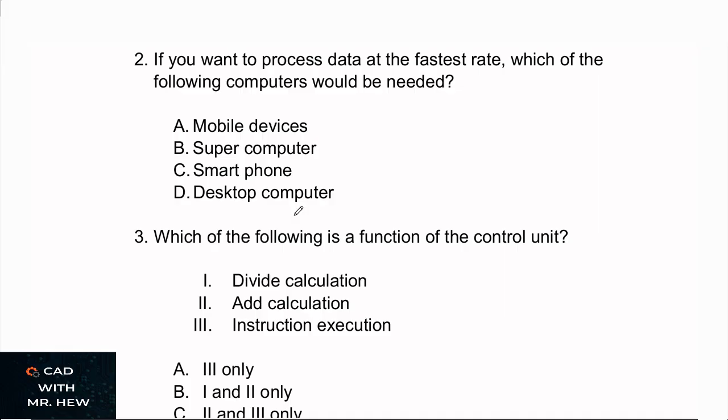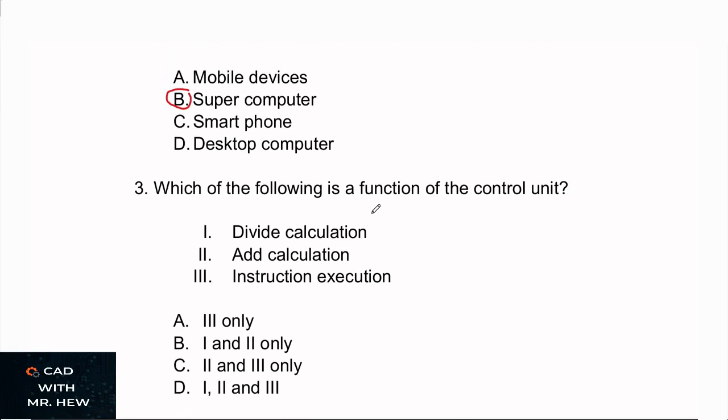If you want to process data at the fastest rate, which of the following computers would be needed? We have mobile devices, we have supercomputer, we have smartphone, we have desktop computer. So the answer is B. All right. Okay, so we're looking at question 3.